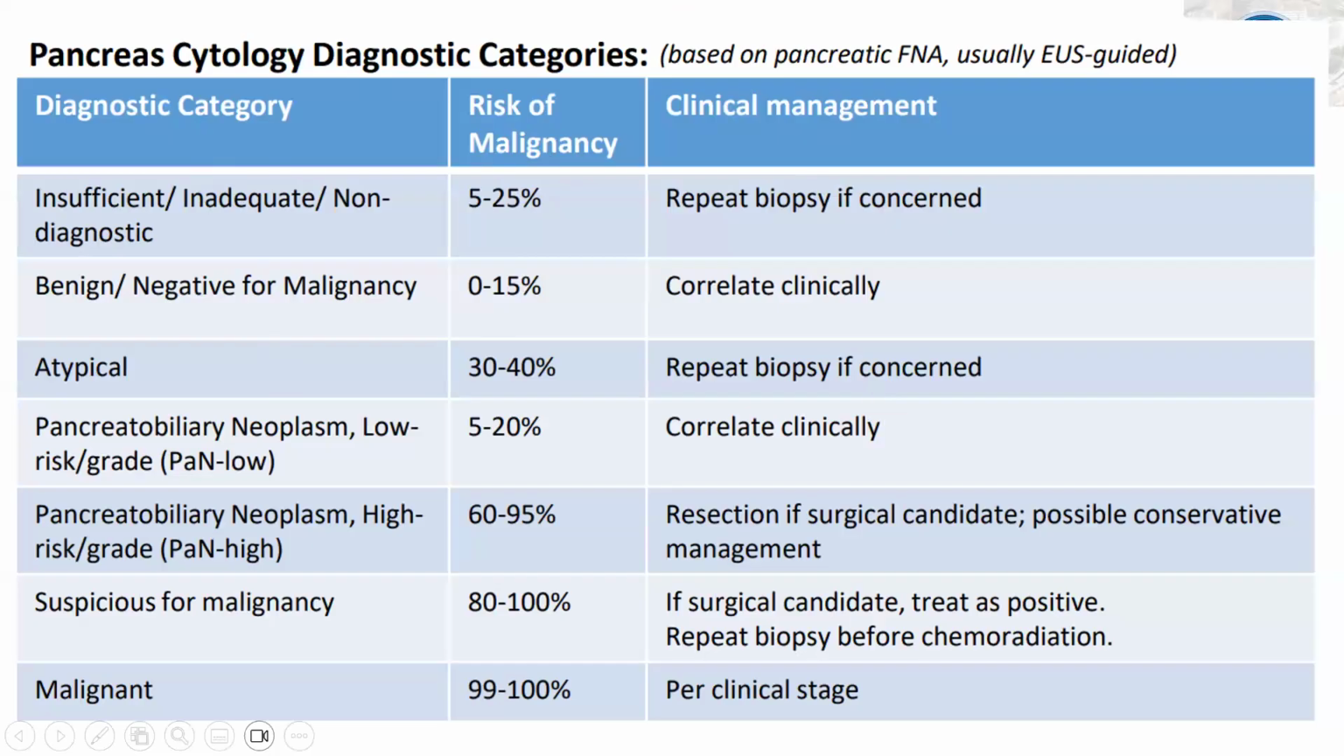When I take the individual subheadings, I will go through it in detail. But as you see here, the risk of malignancy increases as we go down, and the management also changes. So if it is benign or negative, you only need to correlate clinically. If it is a low risk neoplasm, again only correlate clinically. But once it becomes malignant, the treatment becomes more of surgery, radiation, like that.